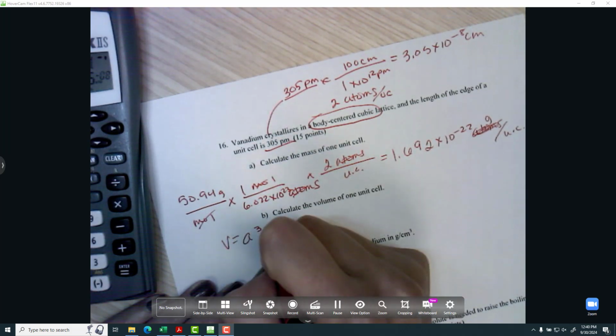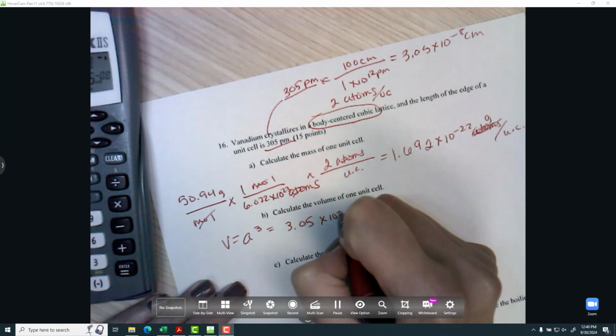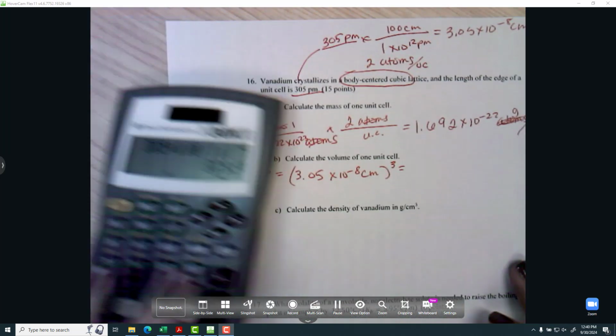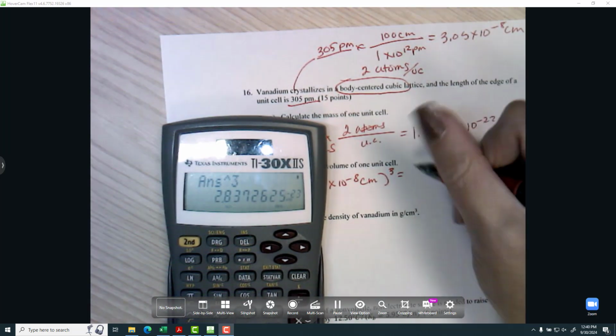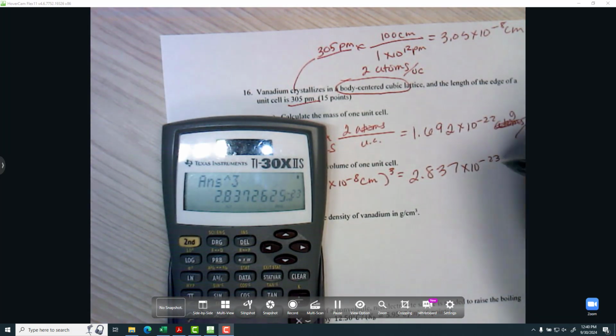So my volume is just that cubed. So put in the caret times 3, 2.837 times 10 to the minus 23, and that would be centimeters cubed.